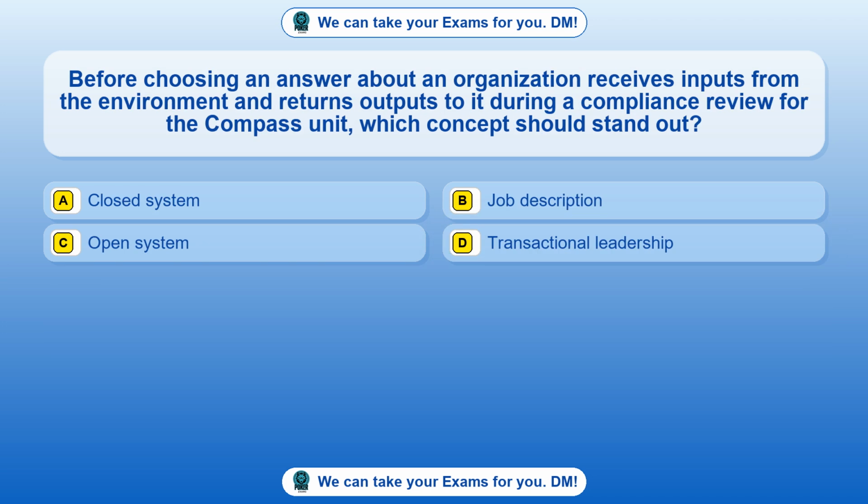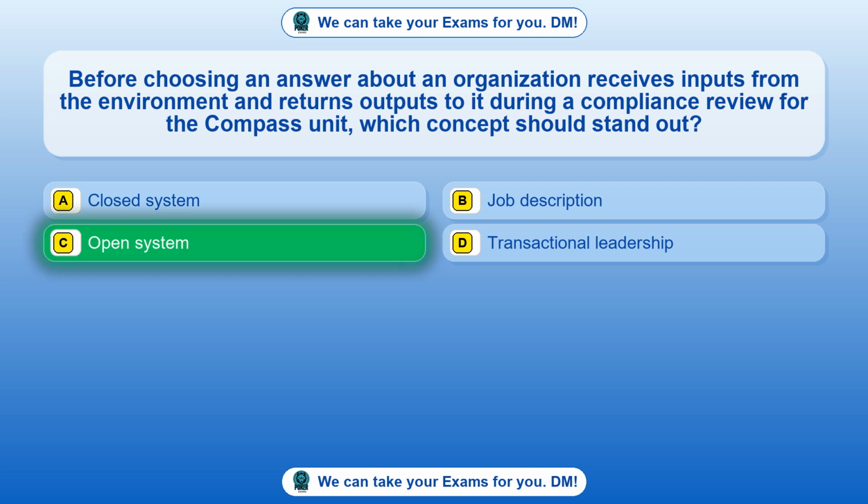Question 47. Before choosing an answer about an organization that receives inputs from the environment and returns outputs to it during a compliance review for the campus unit, which concept should stand out? Option A, closed system. Option B, job description. Option C, open system. Option D, transactional leadership. The correct answer is option C, open system.